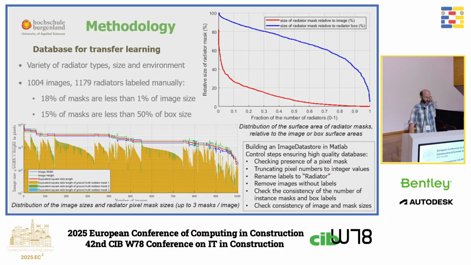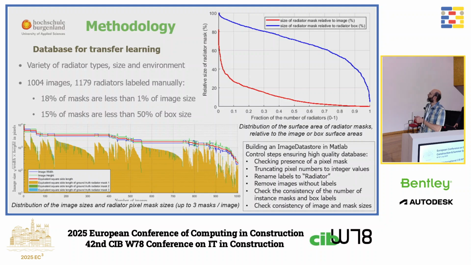Okay. Thank you, Rainer. So I'll give you some more details on our work. The database that we constituted has different radiator types, and it has over 1,000 images and more radiators, from 200 pixels to several thousands of side length.